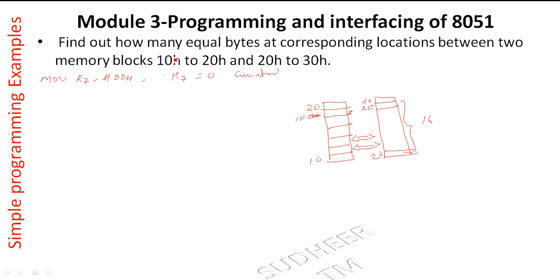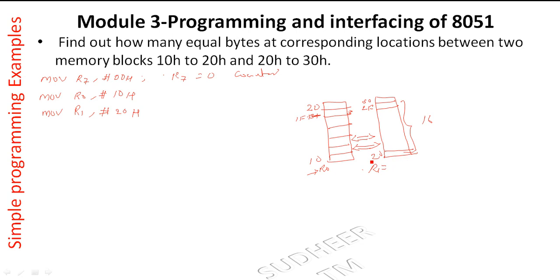Now we need to do the comparison from 10 to 20. So the initial location of the first block is 10 and the initial location of the second block is 20. So let us take them to R0 and R1. So MOV R0, #10H. So we pointed R0 to the initial location of the first block, then MOV R1, #20H. R1 we will take to the first location of the second block.